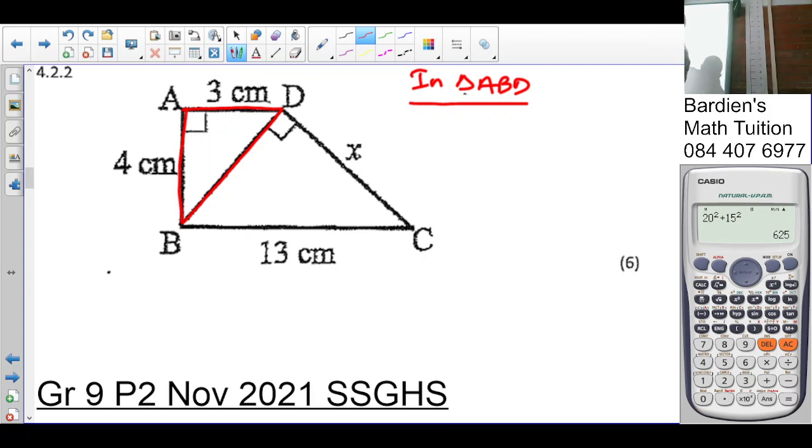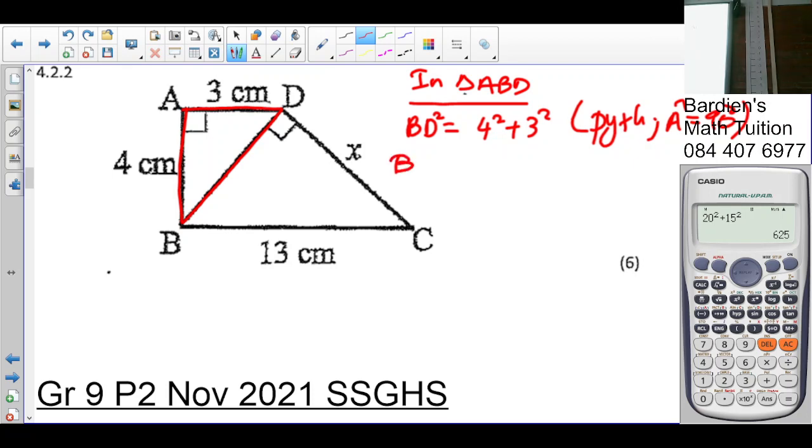People? BD is what? Hypotenuse. I start off by saying BD squared equals 4 squared plus 3 squared. Reason? Pythagoras with angle A equals 90 degrees. So BD squared equals 16 plus 9, which is 25. Square root, I'll give you 5.